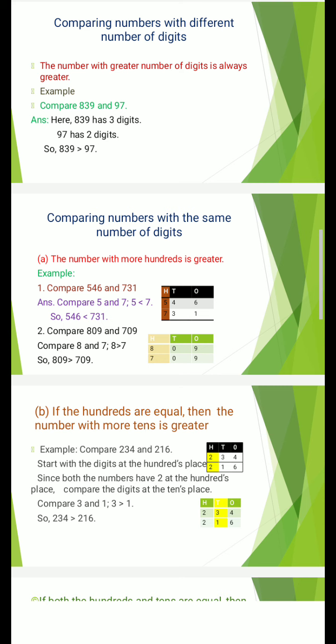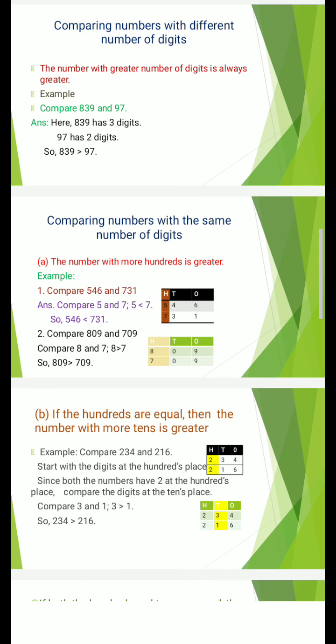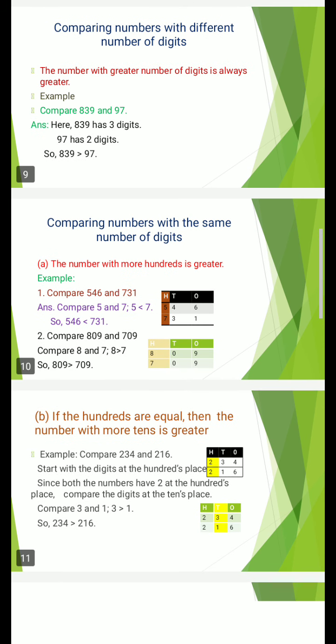Compare 546 and 731. We want to compare 546 and 731. To compare these two numbers, we compare the digits on the hundreds place. So we want to compare 5 and 7. 5 is always less than 7. That is, 7 is greater than 5. So the number 546 is less than 731.